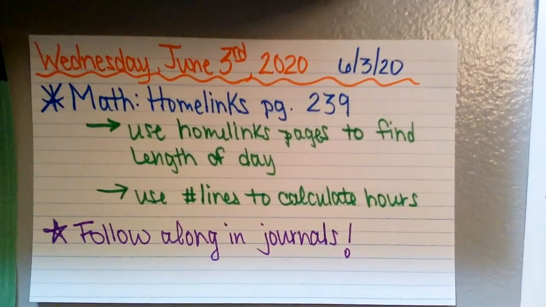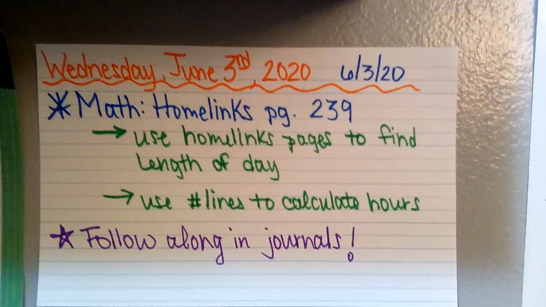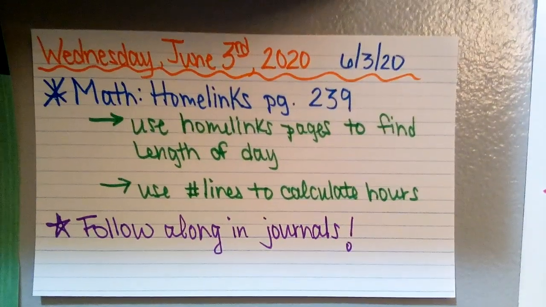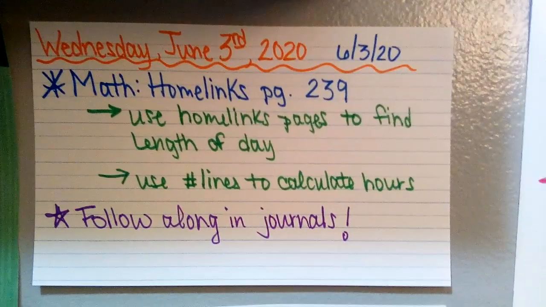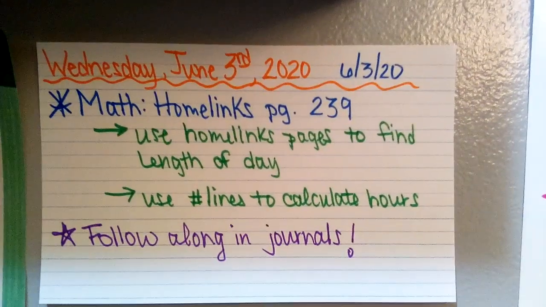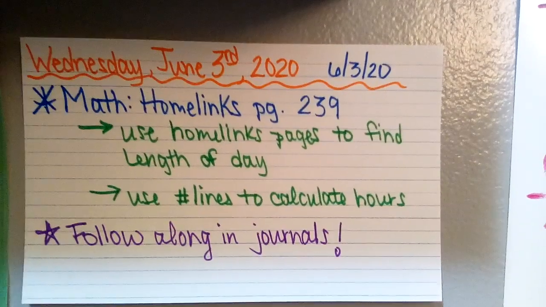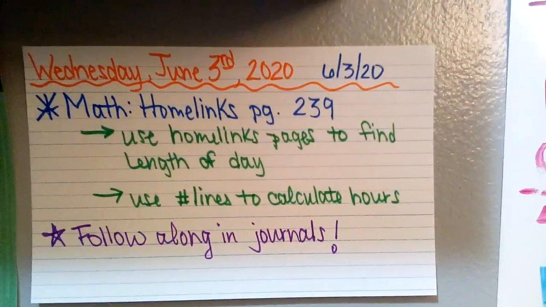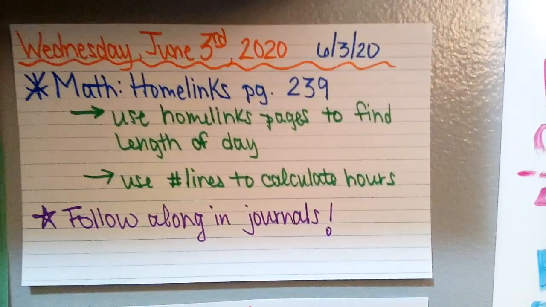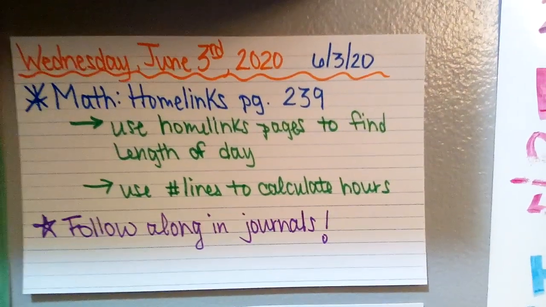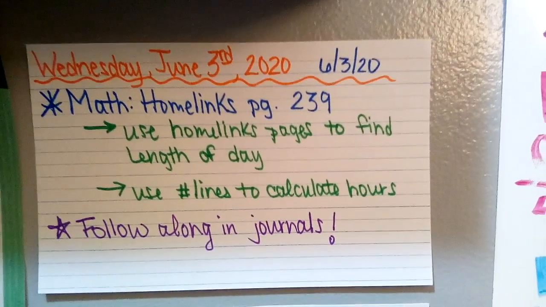Okay guys, happy Wednesday. Today we are working through the length of day. We are going to calculate how many hours of daylight we have on page 239 of your Homelinks. So get out your Homelinks, tear that out, and I also want you to take out your math notebooks and find where it says elapsed time from the 19th of September.